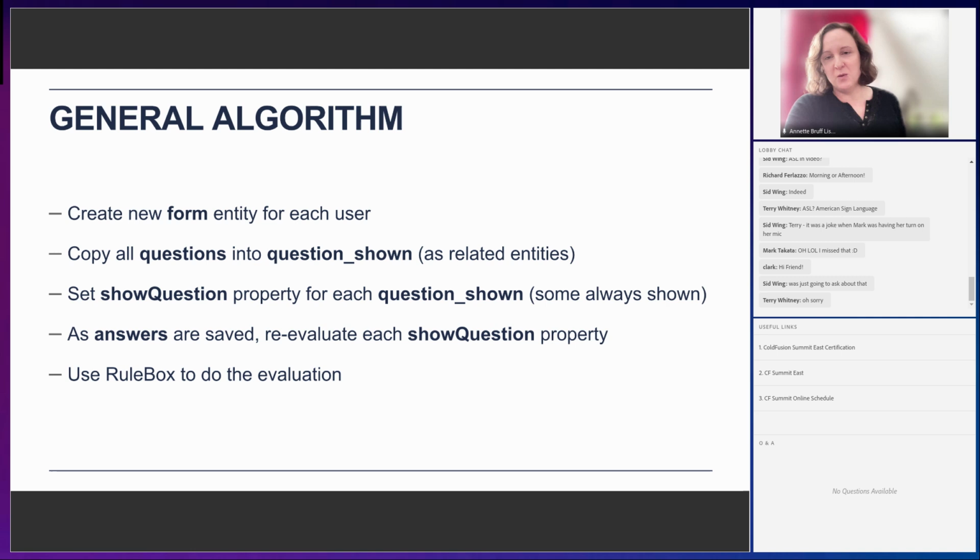So our general algorithm, how we're going to do this: we create a new form entity for each user. Upon creation of that form entity, we are copying over or making available, associating the potential questions for that form template to this individual user's form entity. Each of those possible questions has a property that denotes whether or not it's shown always, maybe it's a mandatory question for everyone, and whether it's shown for this particular form entity.